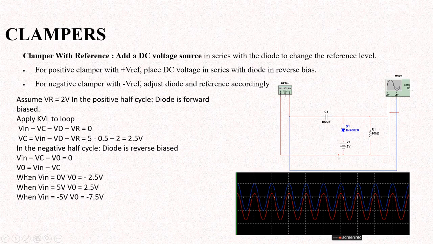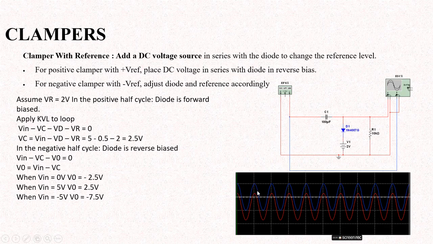Okay, so observe that when input voltage is 0 volt, the output is minus 2.5, and for minus 5 volt, minus 7.5. So 2 volt is reduced instead of 9.5. Why? Because I am adding the external positive 2 volt to the circuit. So therefore, output is reduced instead of minus 9.5 without reference. So with reference, minus 7.5 volt is obtained, and the corresponding waveform you observe.